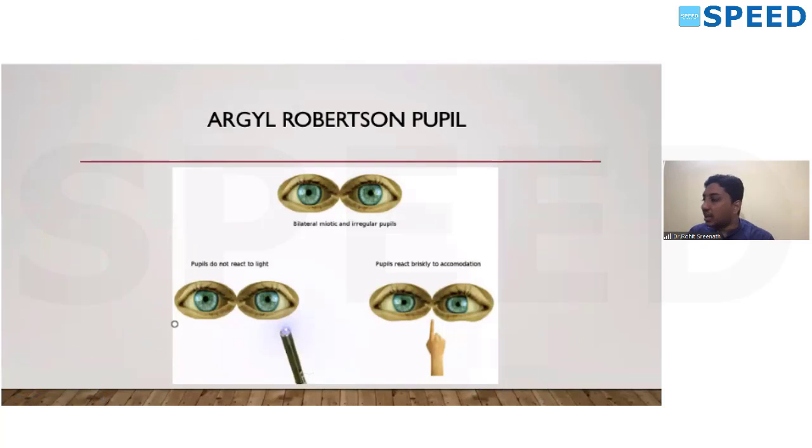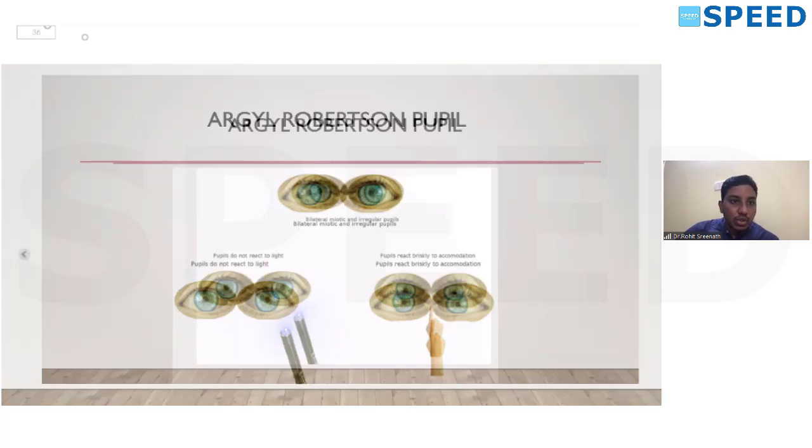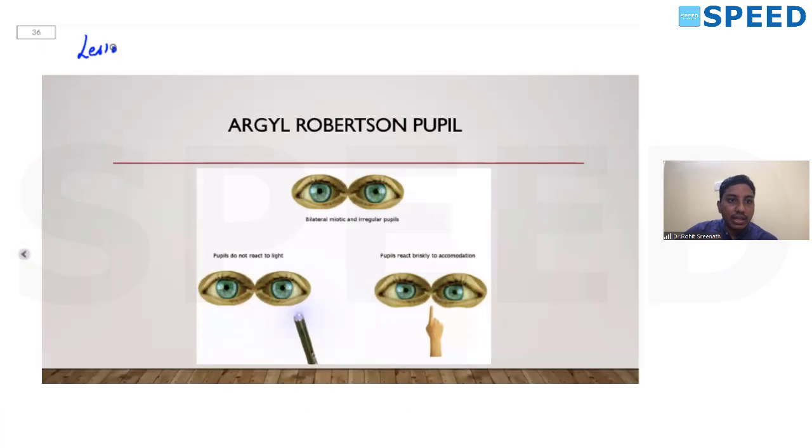Next we have the Argyll-Robertson pupil. What is Argyll-Robertson pupil? You have to remember, whenever the lesion is in the pretectal nucleus or the Edinger-Westphal nucleus. What did I tell you? The center for the light reflex is the pretectal nucleus. So any lesion in the pretectal nucleus or the Edinger-Westphal nucleus will result in the Argyll-Robertson pupil.